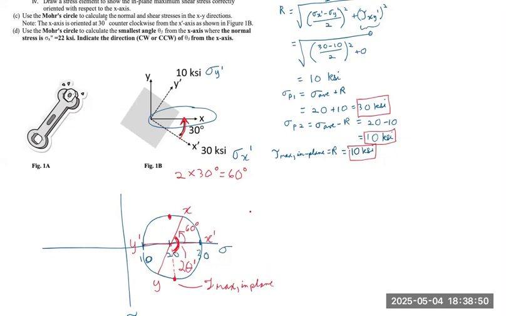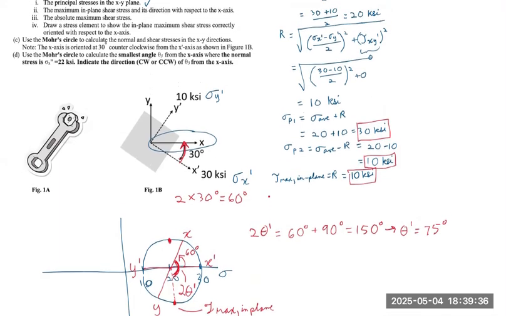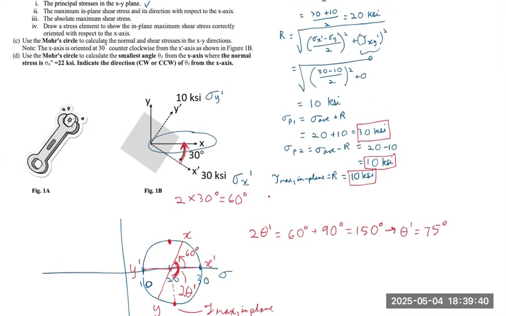So 2 theta prime would be equal to this is 60 degrees plus 90. Yeah, this one is 60 degrees and this one is 90 degrees. So 60 degrees plus 90 degrees, which is equal to 150 degrees. And thus theta prime will be equal to 75 degrees. So this will be our answer for part two, its direction with respect to the x-axis.